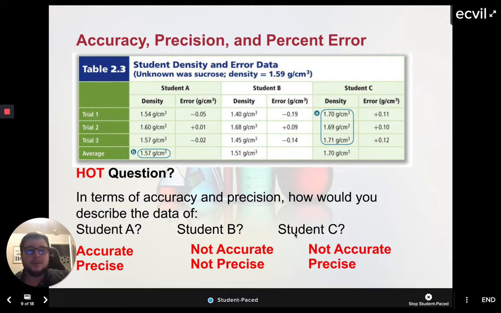Okay, and then with student C, your measurements are all very close together, so these are precise, but look at your average compared to your accepted value. Not accurate. It's a little bit further off than we would like it to be in order to call it accurate. Okay, so that's how you evaluate accuracy and precision of a data set like this.